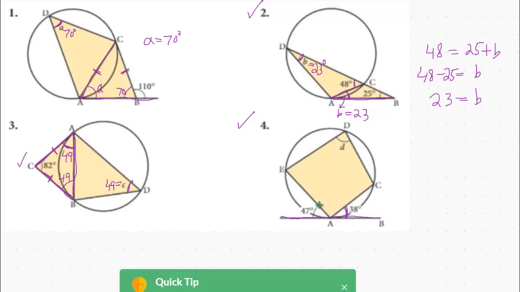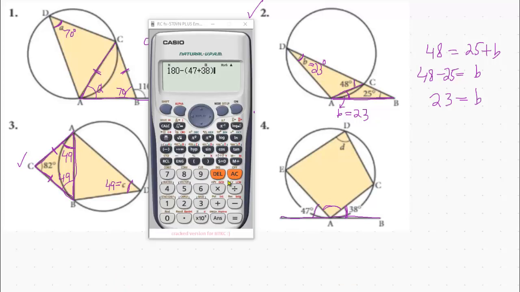And the angle here is 47, and the total angle on one side of a line is 180. If we subtract the sum of 47 and 38 from 180, we will get this angle. So let's see what is the size of this angle. It is 95.